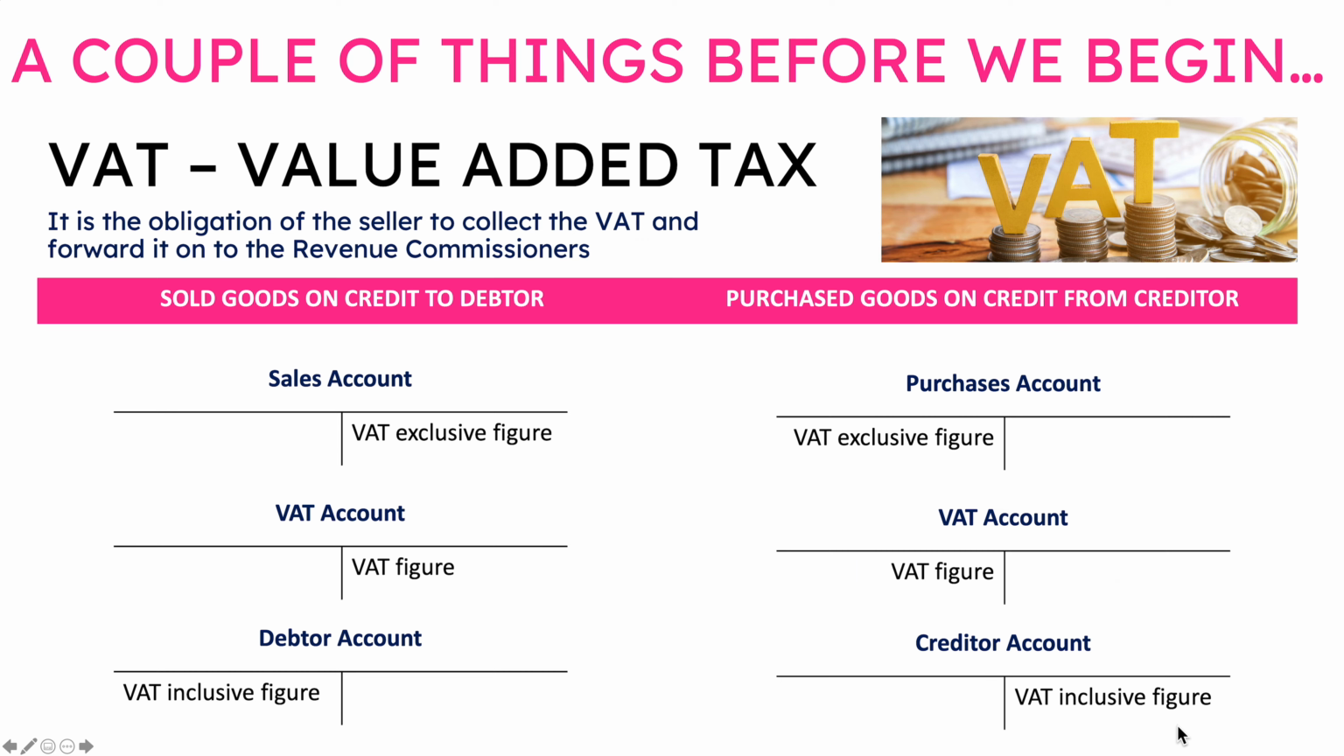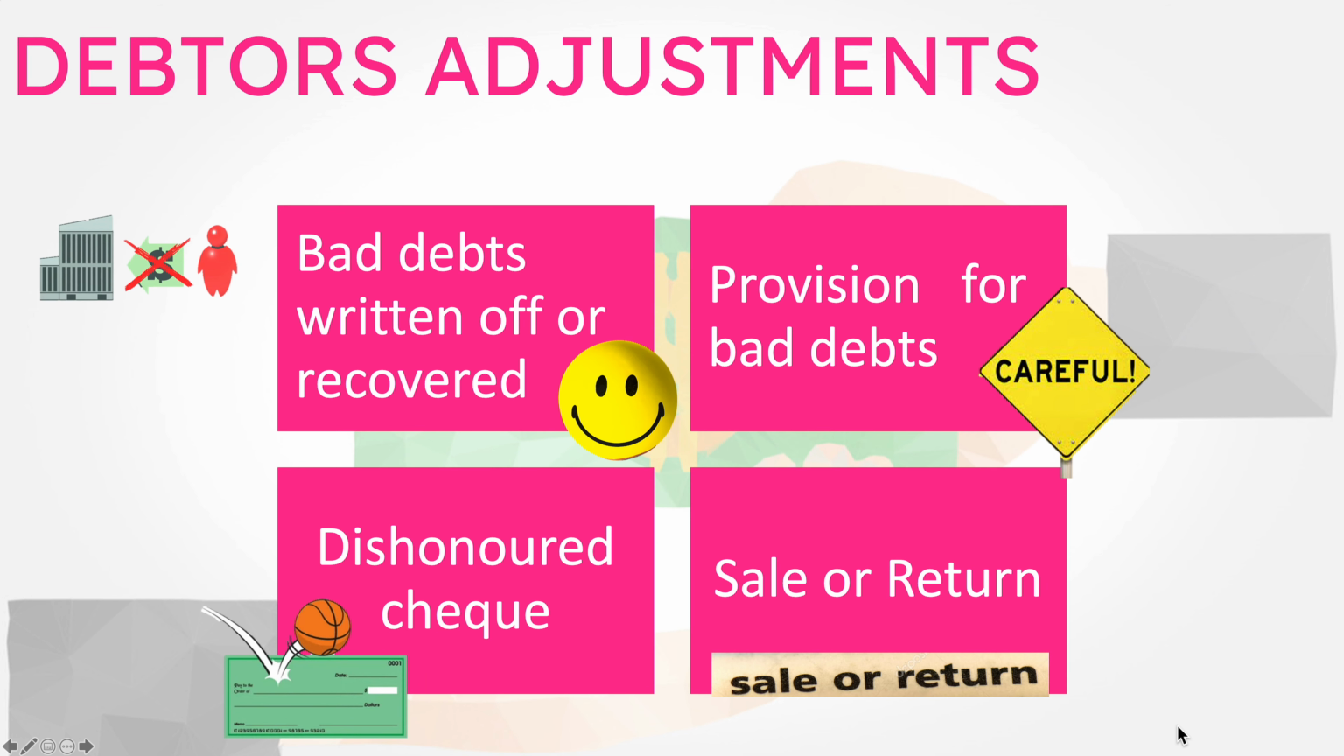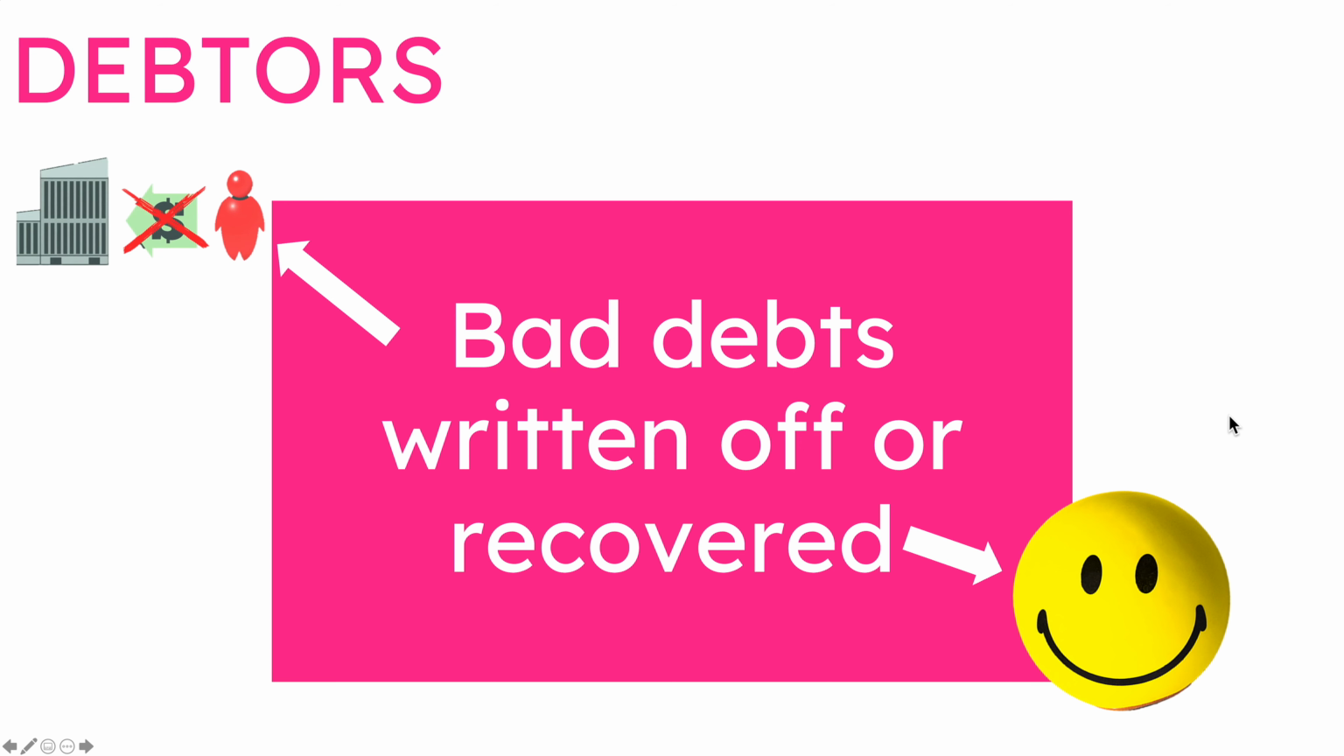So that's it. Now these are the different types of debtor adjustments that we might see. You could have bad debts written off or recovered, you could have provision for bad debts, you could have a dishonoured cheque, or you could have a sale or return. And we've seen one where just a bookkeeper made a mistake as well. So a good few things going on there.